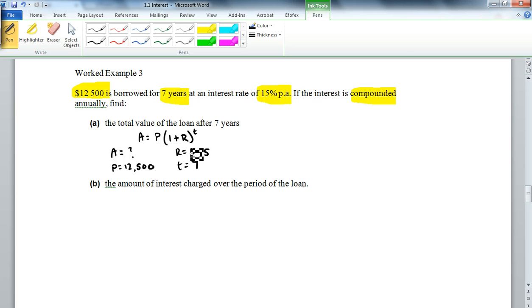Now let's rewrite this formula, just filling in the things that we know. We don't know A, so we'll just write that there. A equals 12,500 times (1 + 0.15), all to the power of 7.